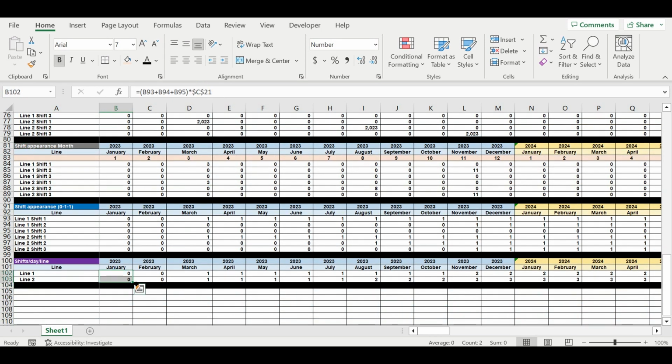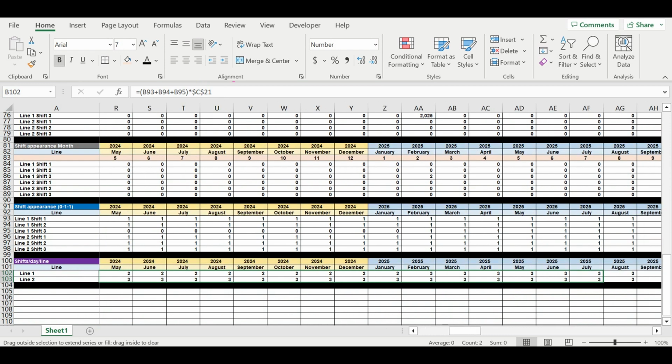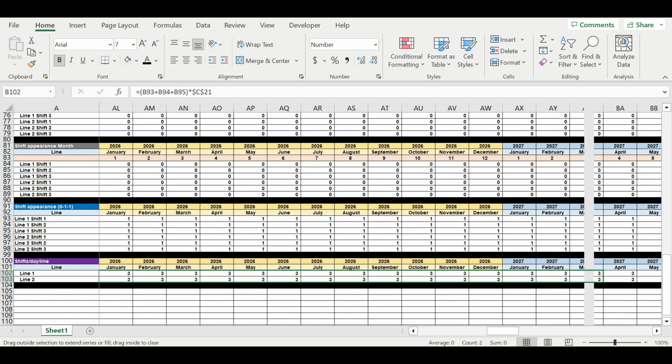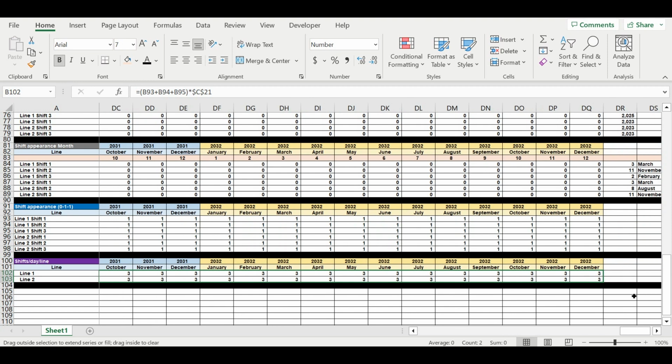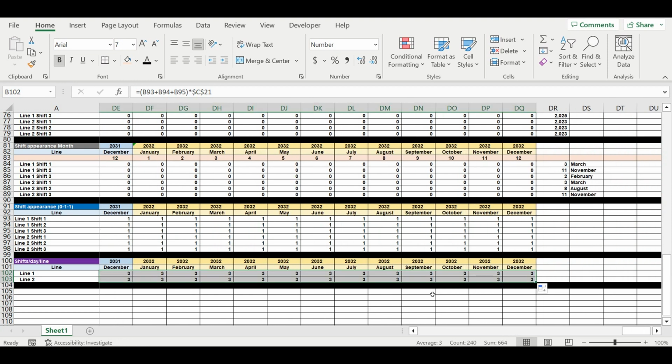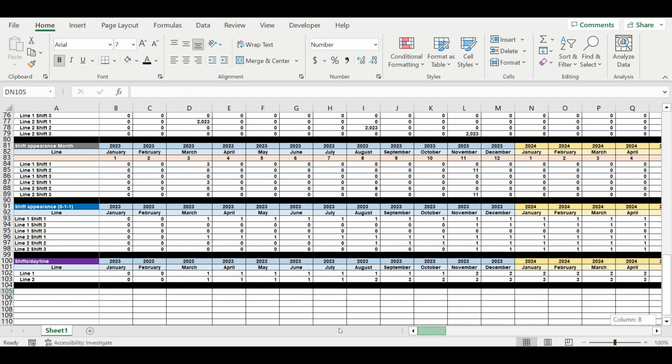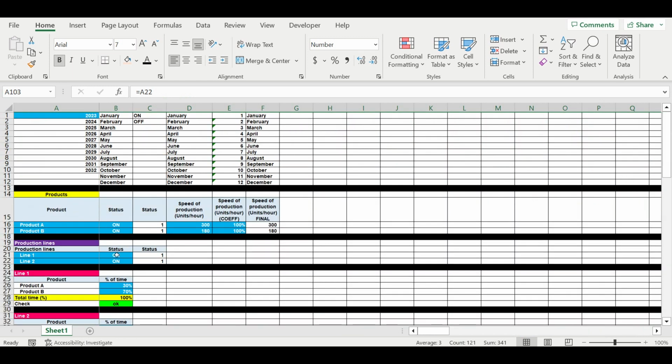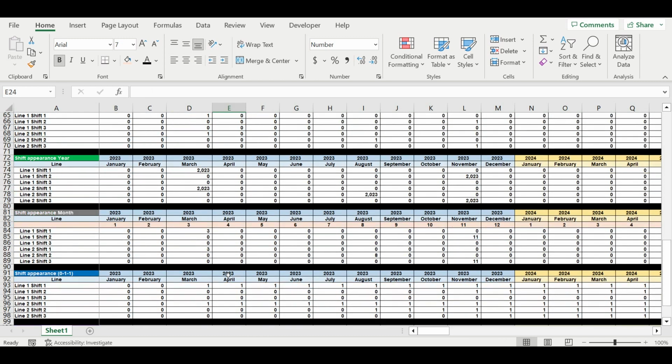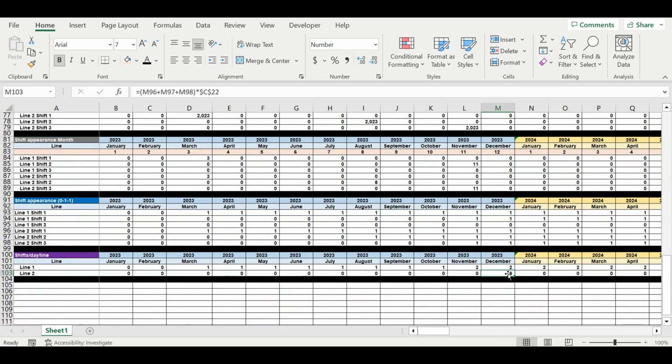Now we are extrapolating these formulas to the right. So now we're done with these formulas. For example, if I want to switch off the second line, I can easily do that here, and I will see zeros here.